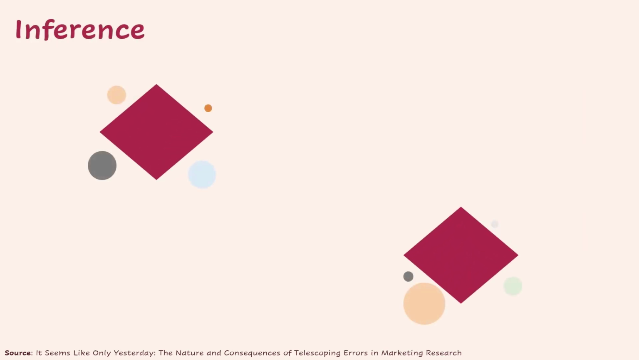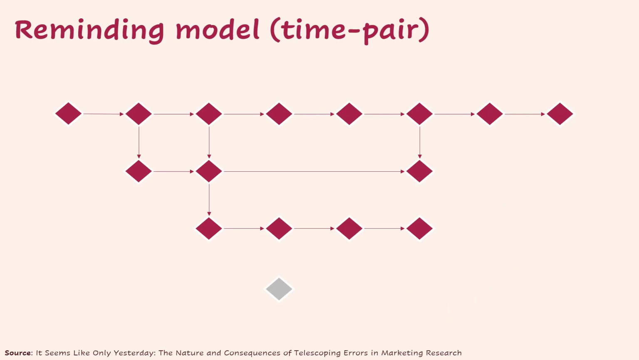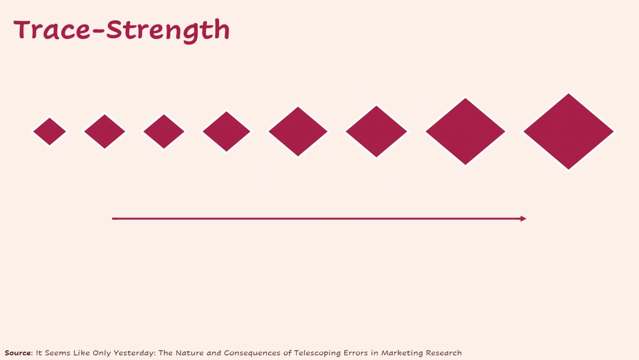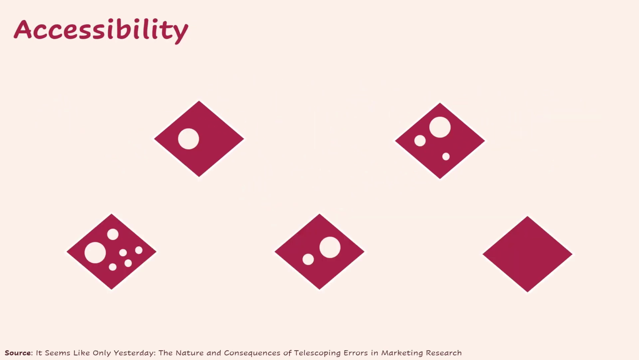The inference model states that each event is stored with circumstantial information that allows the dating to be determined. This is one of the strongest models, as verbal protocols during studies support it. The reminding model establishes that each event is connected sequentially to one event that it is related to. You end up having a multiple grid of interconnected events. In this model, a concept of trace strength is created. The recency of an event is determined by the strength of the memory trace. Like the trace strength model, the accessibility model states that the recency of the event is estimated based on how much can be remembered about the event. This way, more memorable events would be dated more recently.